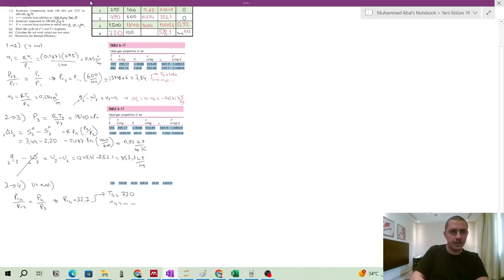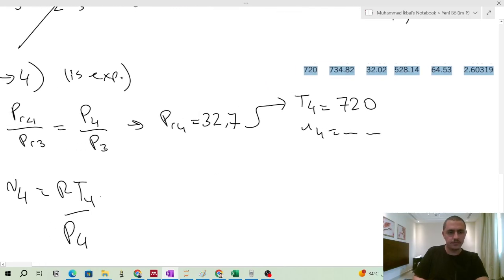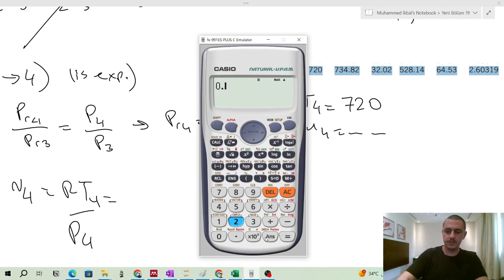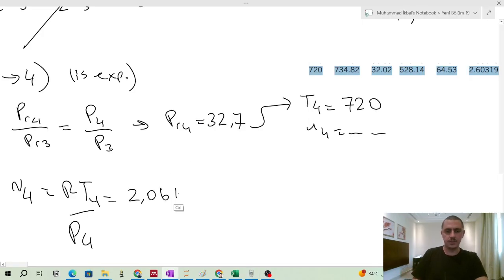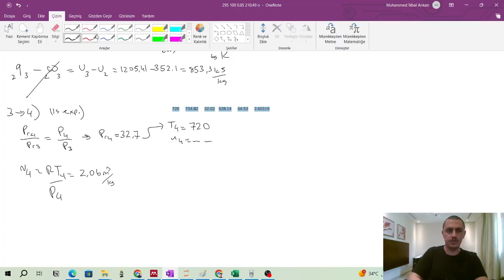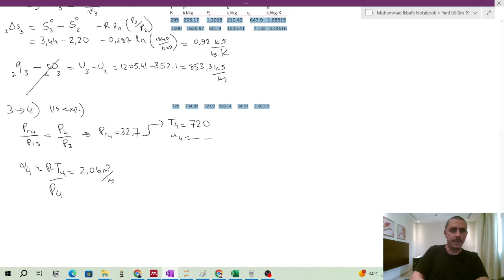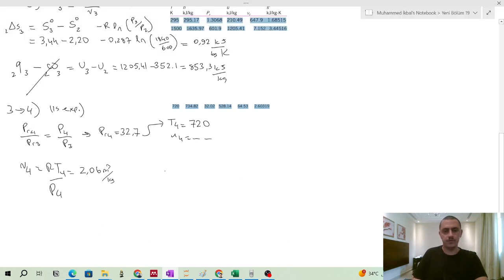Then you have volume here. The volume can be calculated from the ideal gas law. Specific volume at 4 is equal to RT4 over P4. Let's find it. The last temperature is 720 over 100 kilopascals. So 2.06 meter cube per kilogram. We found the specific volume. We completed the whole table. Now we don't have anything missing, only just the first law equation for here.